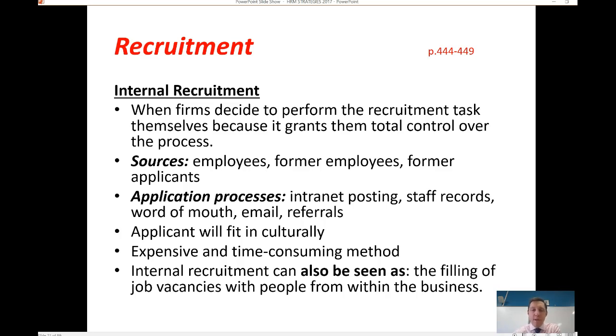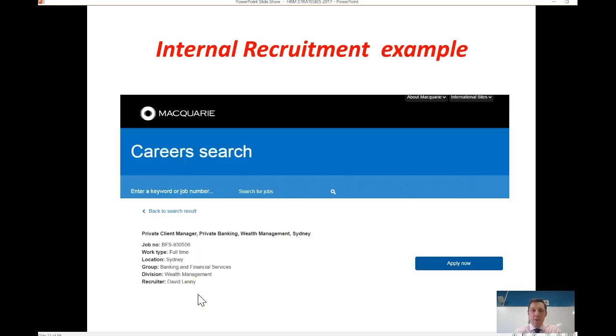The benefit also is that you're filling job vacancies with people from within the business, and that's probably one of the major ones, which comes back to this point about culture. You're filling from within the business, that's going to improve the culture of the organisation.